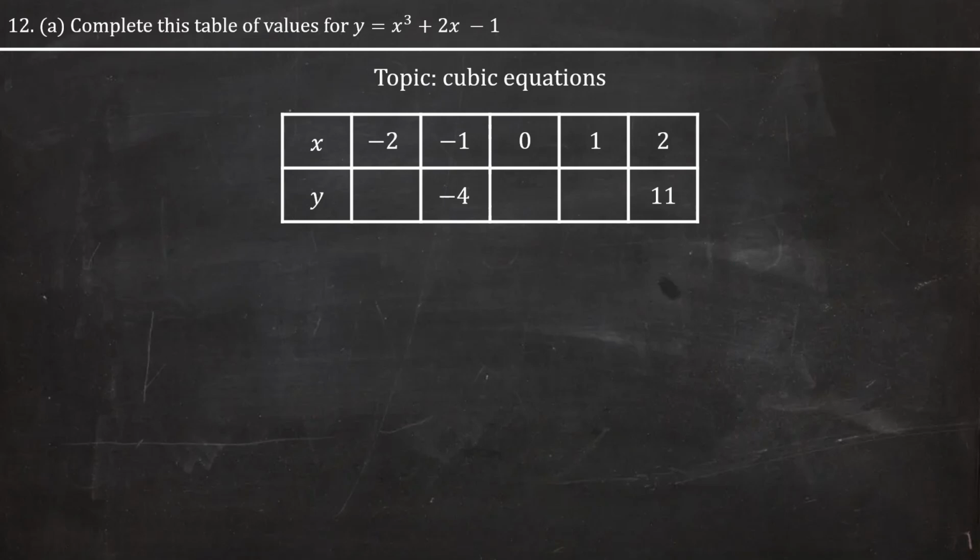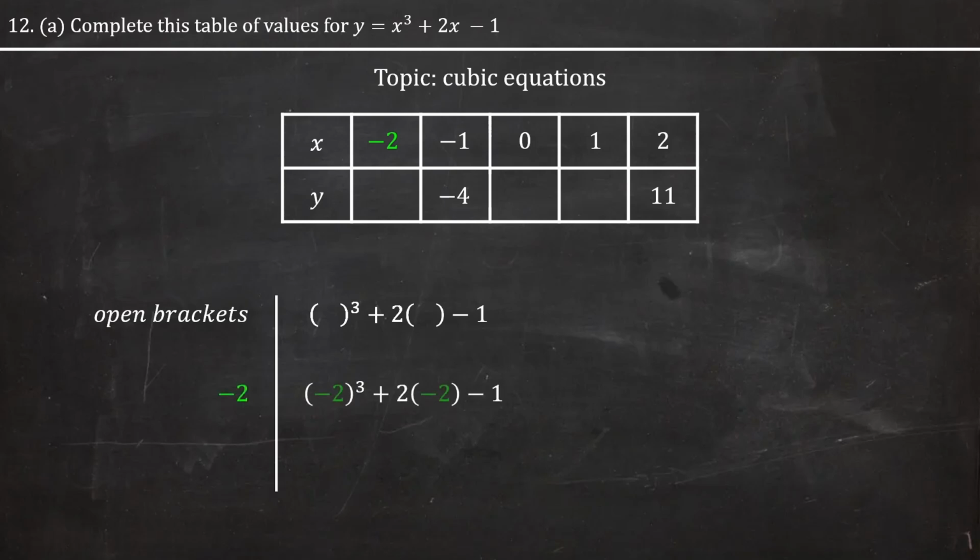Even though it says cubic equations, this is more substitution. So first I'm going to open brackets. So instead of x, I'm going to open brackets. So open bracket cubed plus 2, open brackets minus 1. Then for each term in the table, I'm going to put them inside of the bracket and evaluate. So first, for minus 2, I'm going to take the equation, put minus 2 inside, and evaluate. Minus 2 cubed is minus 8. Plus 2 times minus 2 is minus 4, and minus 1 stays the same. Minus 8 minus 4 minus 1 is minus 13.